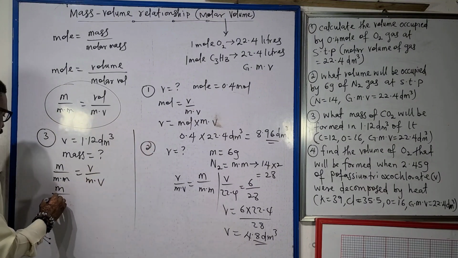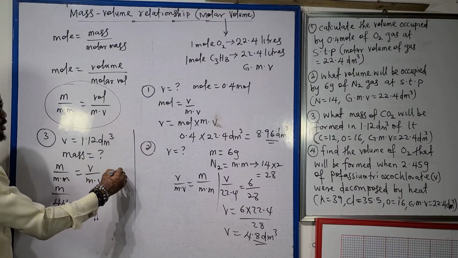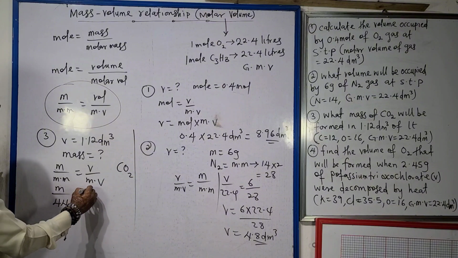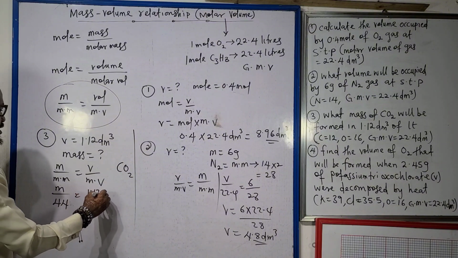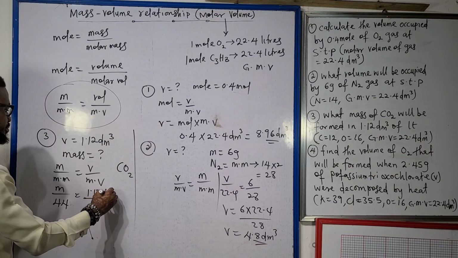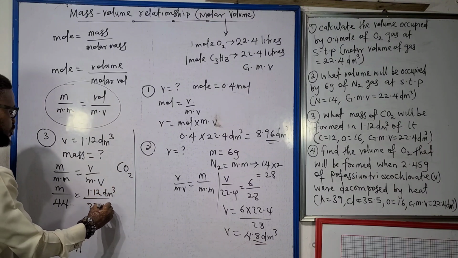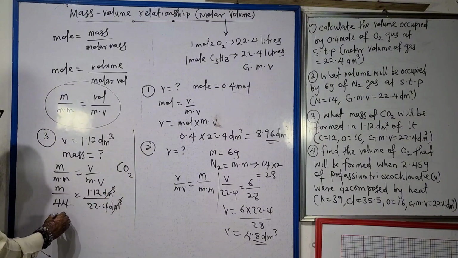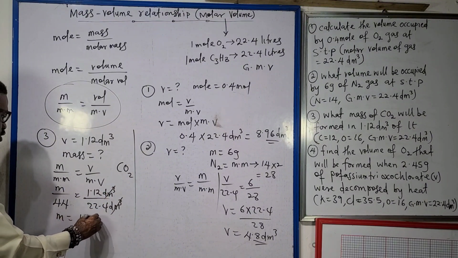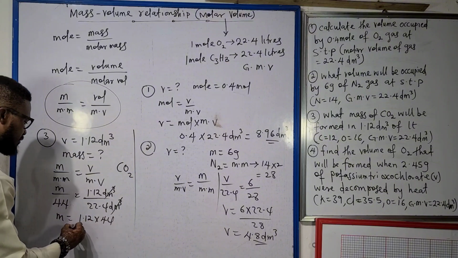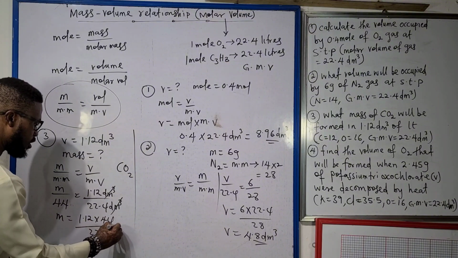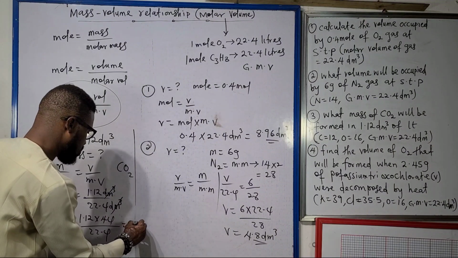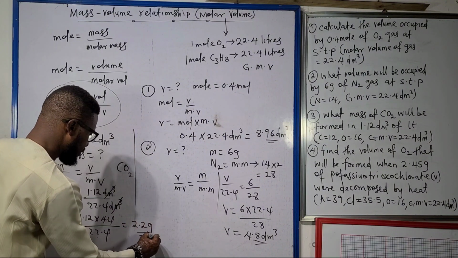Molar mass of CO2 is 44. If you calculate CO2, that will give you 44. Equals what is the volume? 1.12 dm cube divided by 22.4 dm cube. So the mass is going to be 1.12 times 44 divided by 22.4, and that way the mass is going to be 2.2 gram.